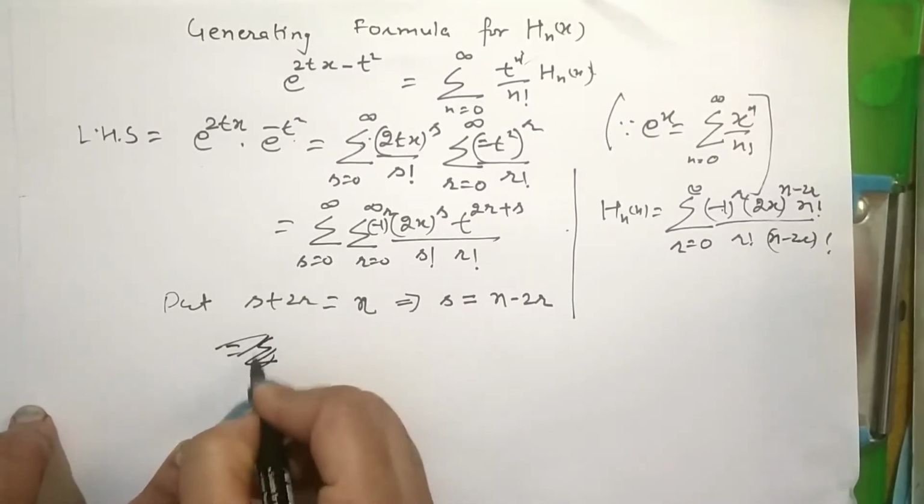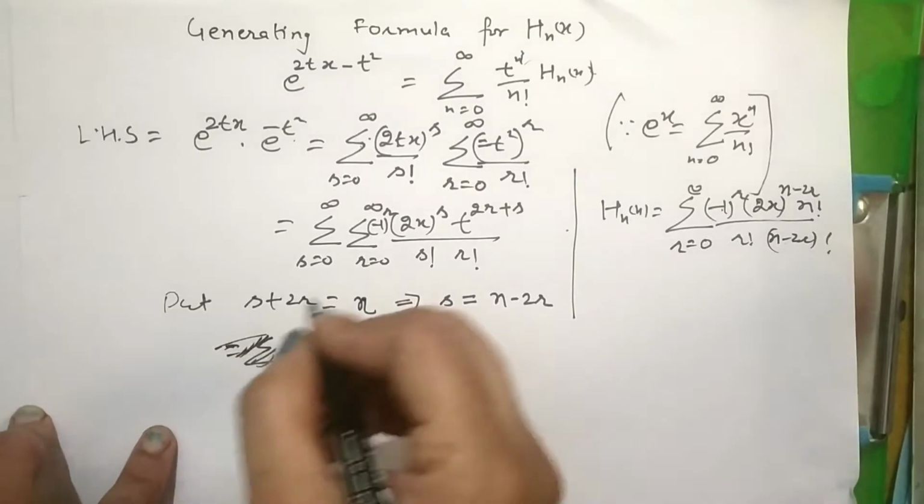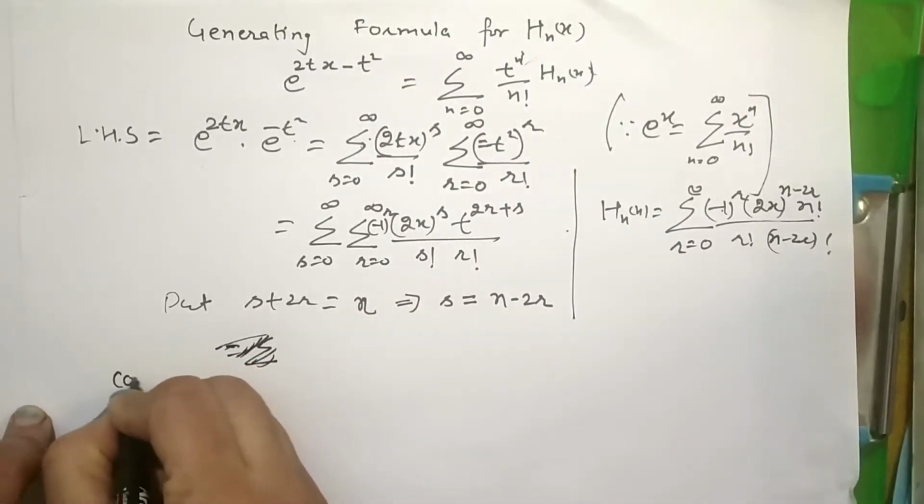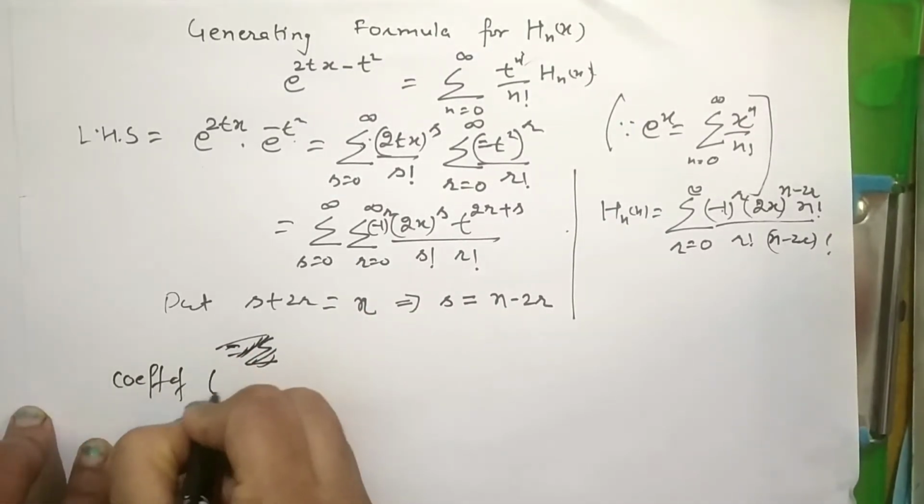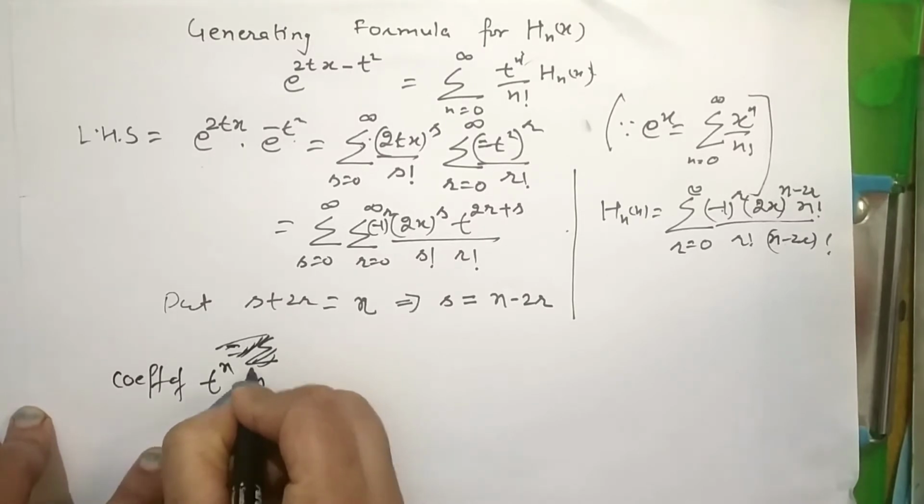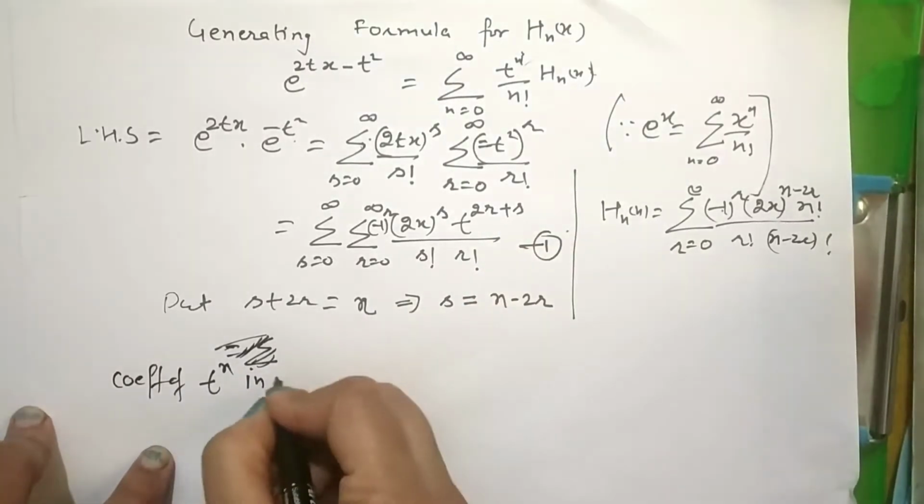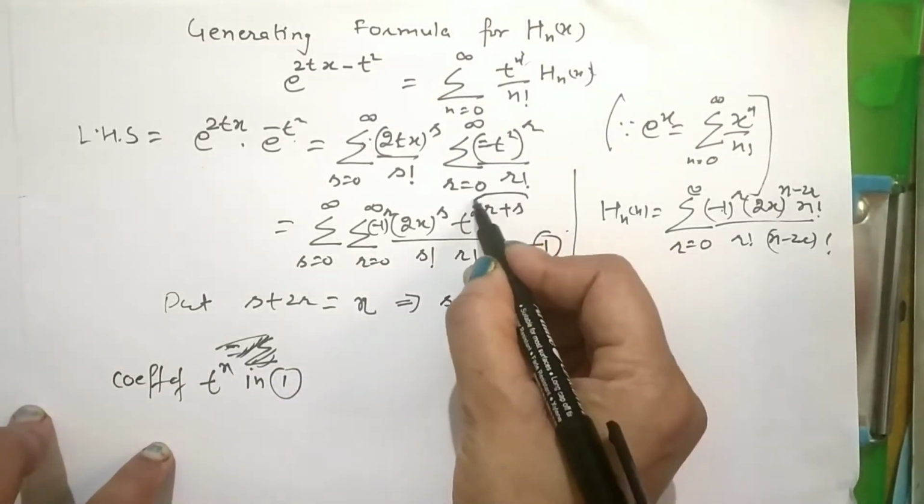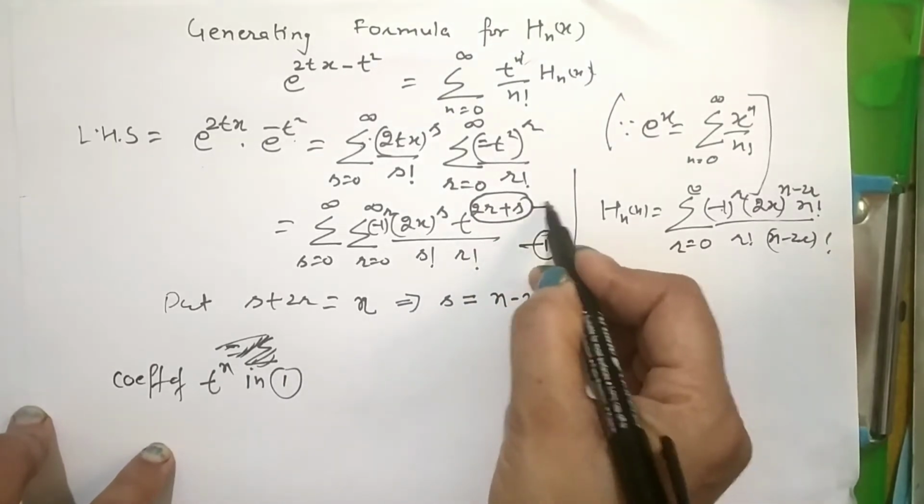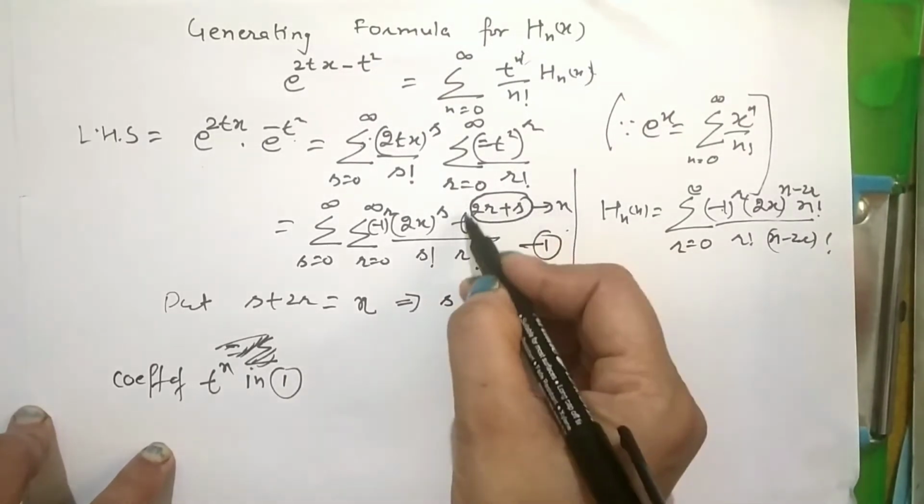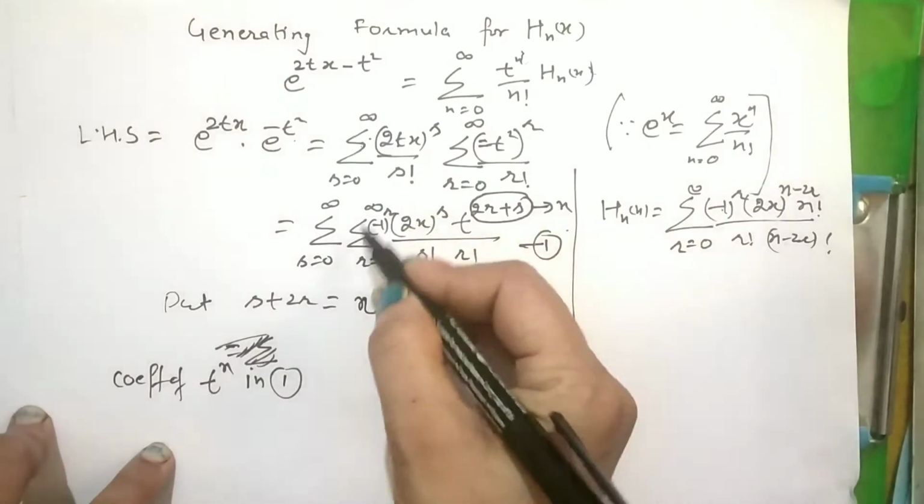Then before writing this, just write the value of the coefficient of t raised to power n in 1. Let us name this as 1, because this is the term where we have changed it into n. So t raised to power n is this term. What will be the coefficient?